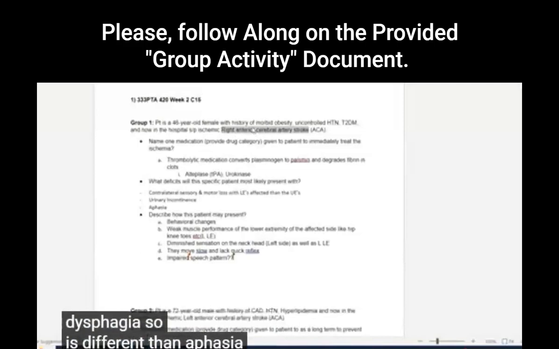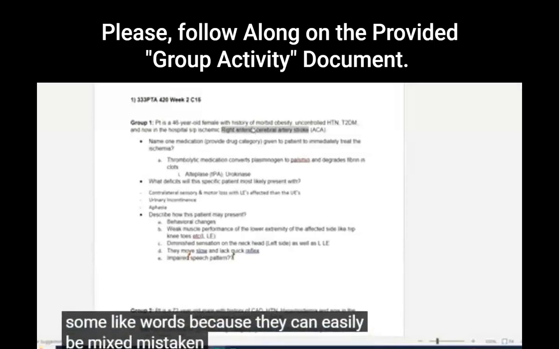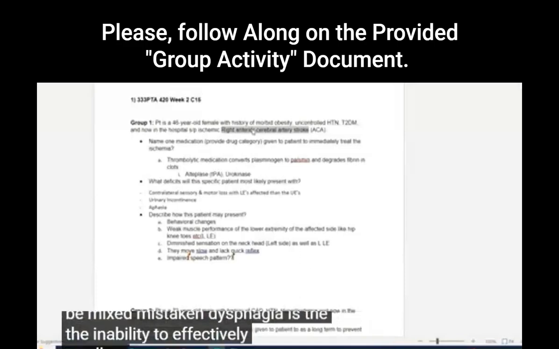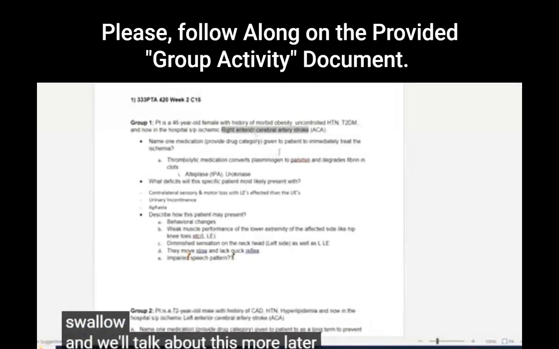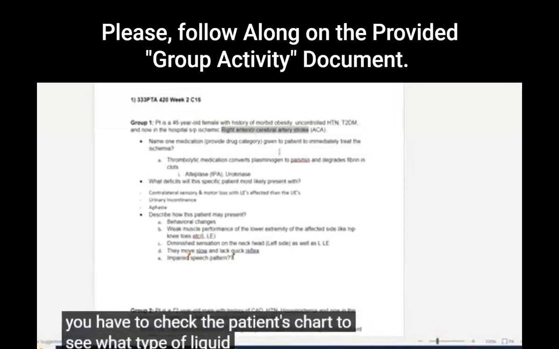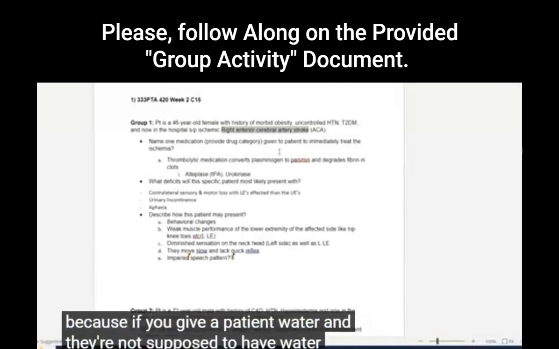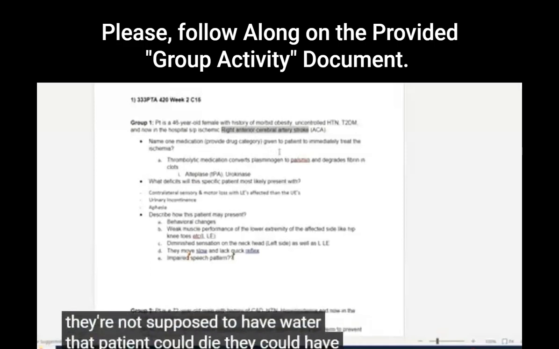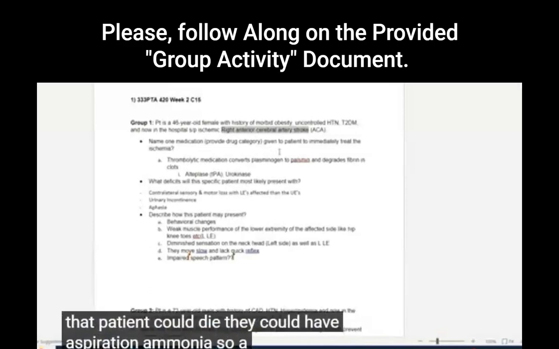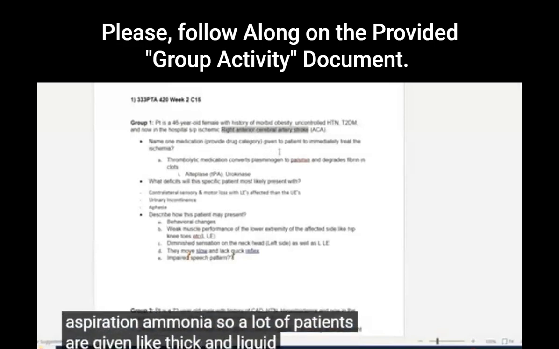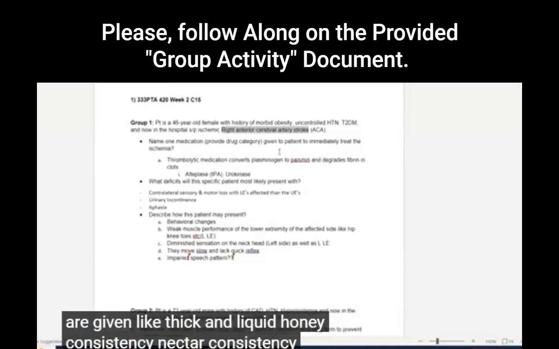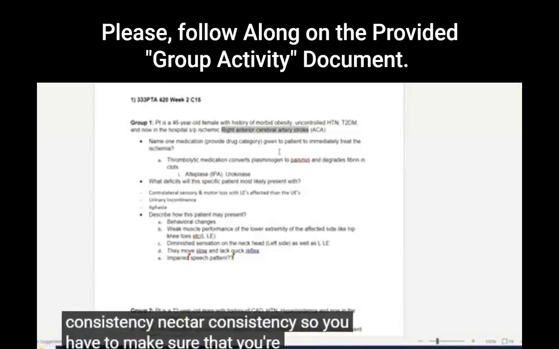Dysphagia is different than aphasia, and that's why I was stumbling on my words, because they can easily be mistaken. Dysphagia is the inability to effectively swallow, and we'll talk about this more later. You have to check the patient's chart to see what type of liquid they're on, because if you give a patient water and they're not supposed to have water, that patient could die. They could have aspiration pneumonia. So a lot of patients are given thickened liquids, honey consistency, nectar consistency. So you have to make sure that you're watching.